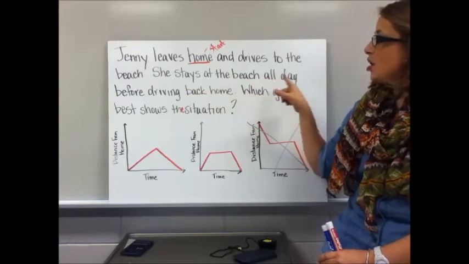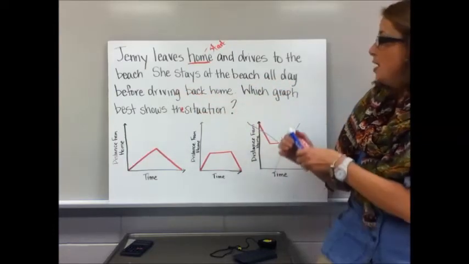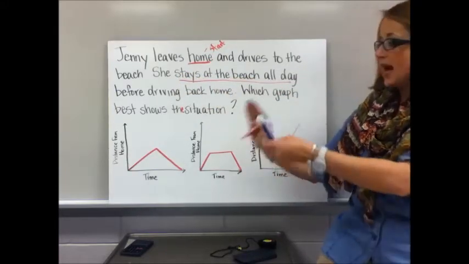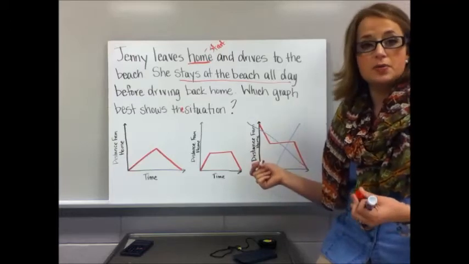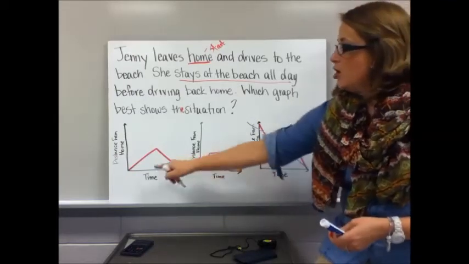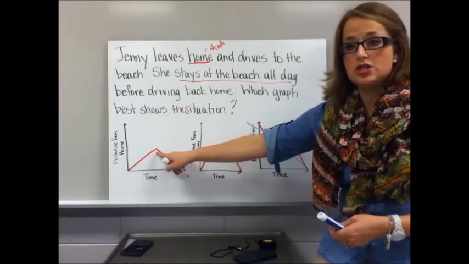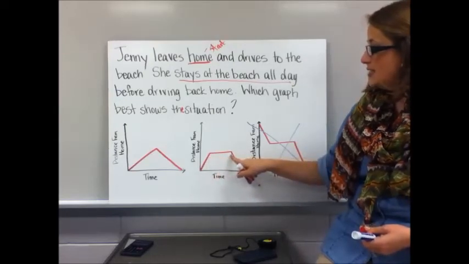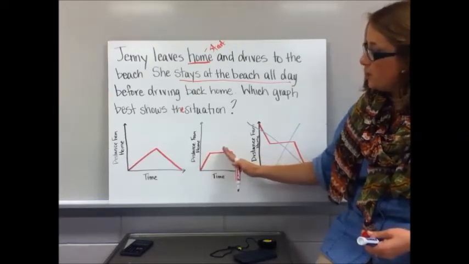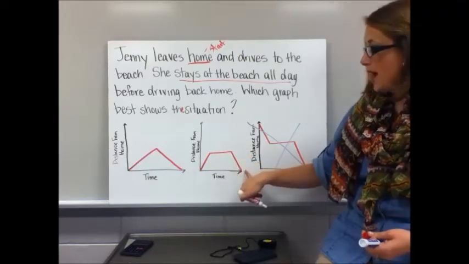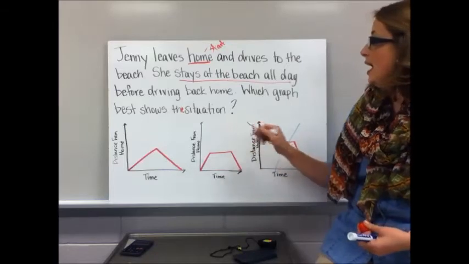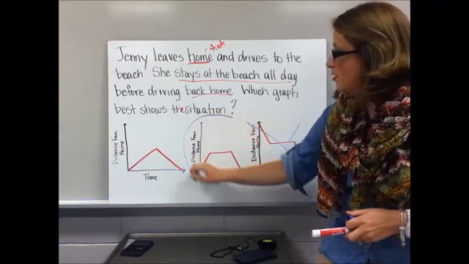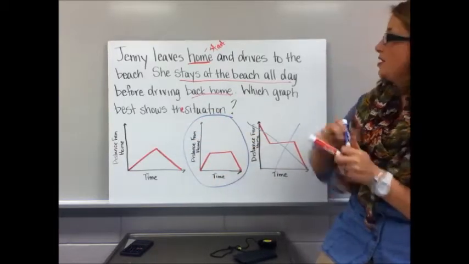She stays at the beach all day before driving back home. So if she is staying there all day, that means time is elapsing, time is going on, but her distance from home should be remaining the same because she's at the beach. With the first graph, that would be that she drove to the beach, she turned right back around and came home. Where the second graph, she goes to the beach, she stays there, so time goes on, her distance from home remains the same, and then she drives home and has an ending point of 0 because she's ending at home. Therefore, this middle graph best represents the situation.